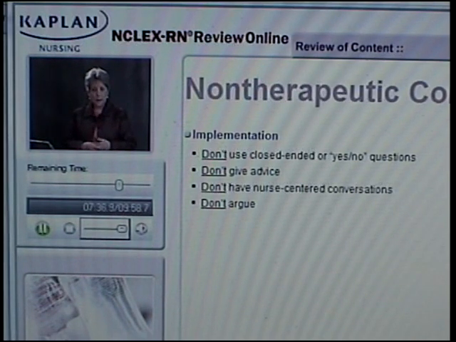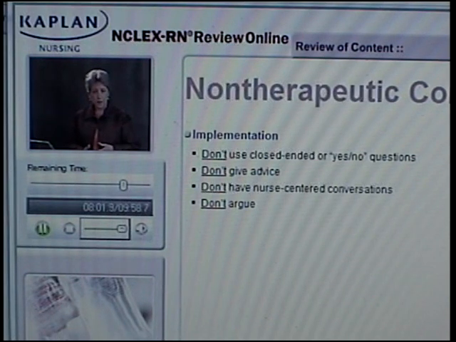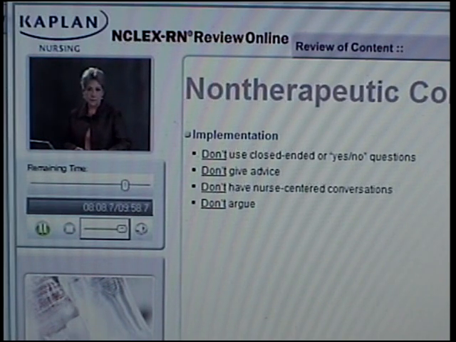For example, you might have a patient who says to you, "I didn't get a wink of sleep last night." And as a nurse, you say, "Well, I came in here at 2 o'clock last night and you were snoring." Now, you might say, "Okay, I'm presenting reality." No, you're arguing with the client. So what you need to do is reflect the feeling tone. You feel that you're not rested this morning. So be really comfortable with the non-therapeutic communication techniques because they're going to be your wrong answers on the NCLEX exam.